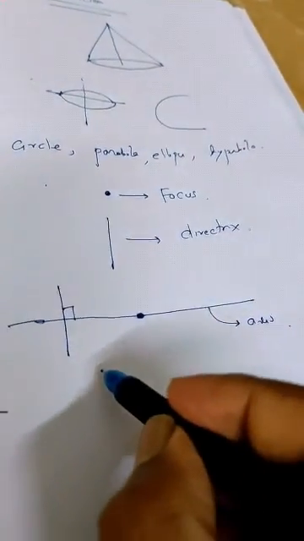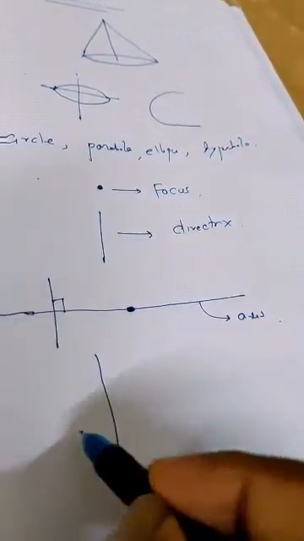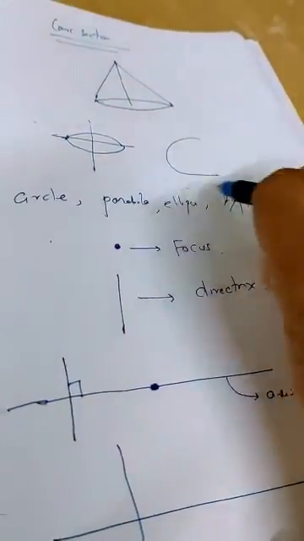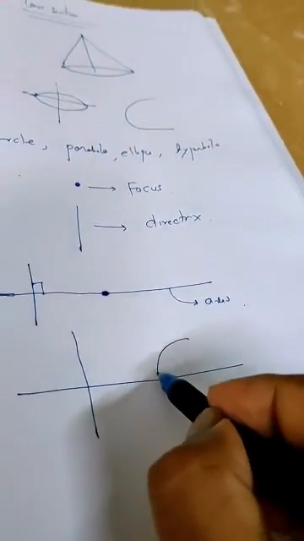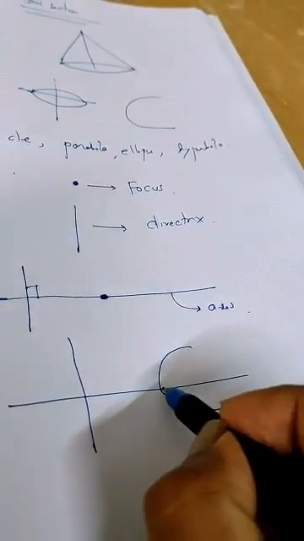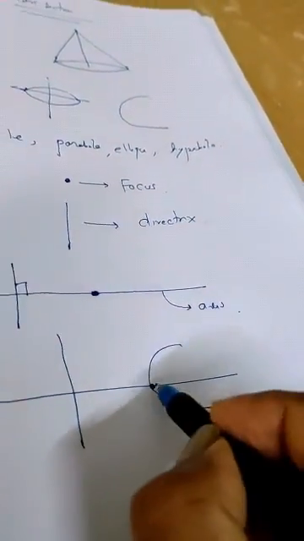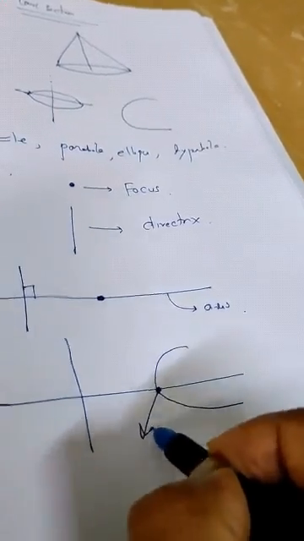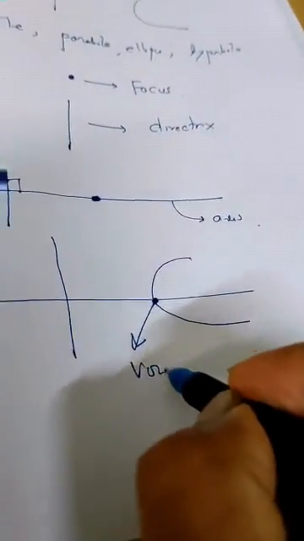Next, say this is a conic section. It meets the axis at some point, known as the vertex.